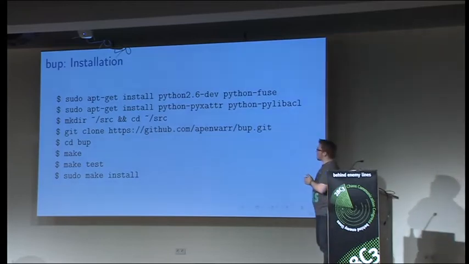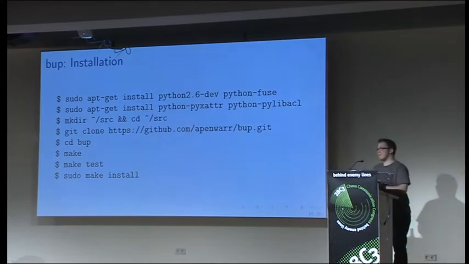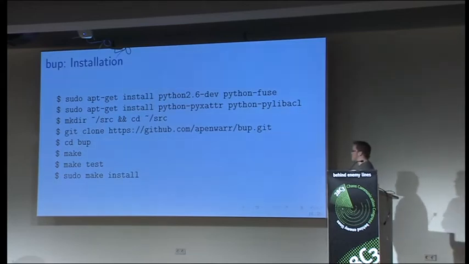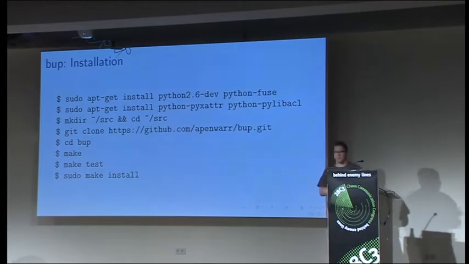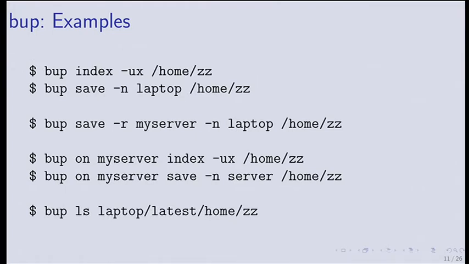At the moment, BUP isn't production ready yet, I'd say. There's a Debian package, but you know, Debian packages are pretty old, and you want to be pretty bleeding edge with BUP, so you better clone the repository and make it. No configure step required. Yeah, and of course we have some dependencies. Let's take a look at how BUP is used.